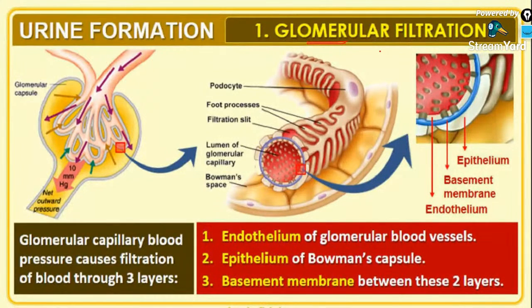We studied in the last class what a glomerulus is. This is a glomerulus. It is a tuft of blood capillary, which has two main parts: the afferent arteriole entering into the Bowman's capsule and the efferent arteriole which is leaving the Bowman's capsule.